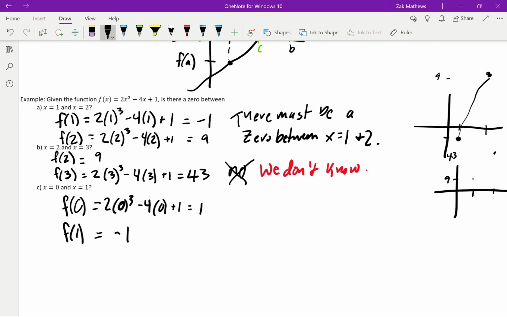So here once again we can say there must be a 0 between 0 and 1. Again, using the intermediate value theorem, we know that is true for certain.